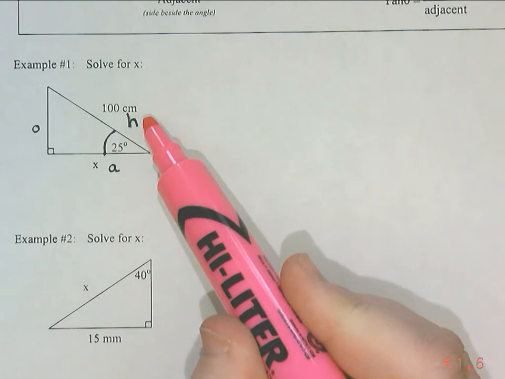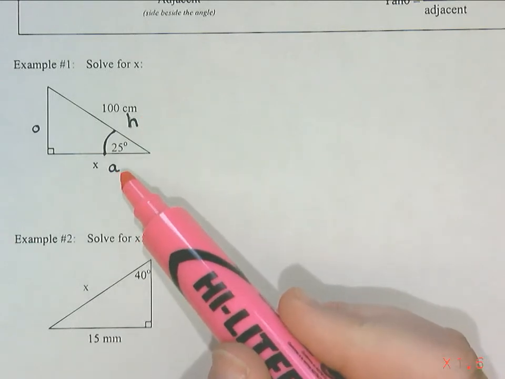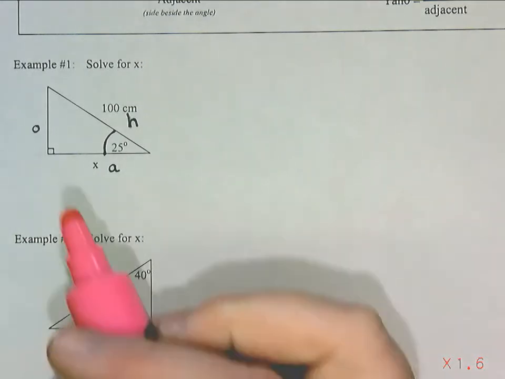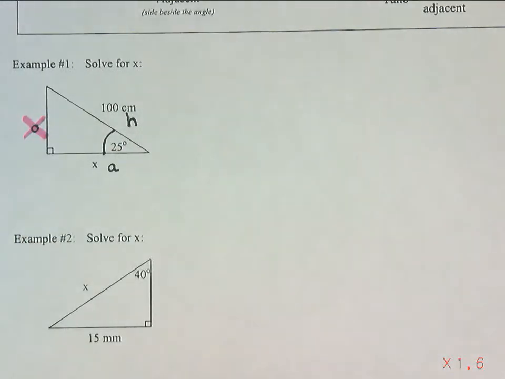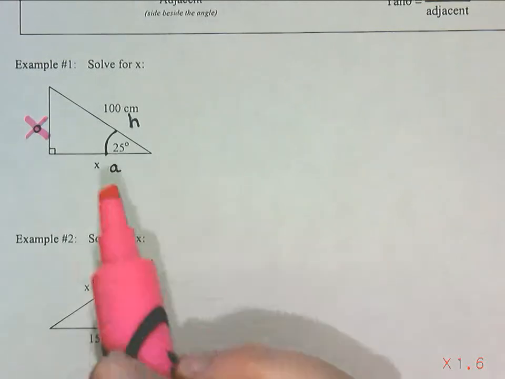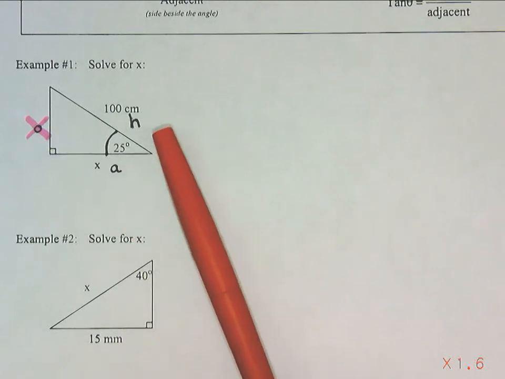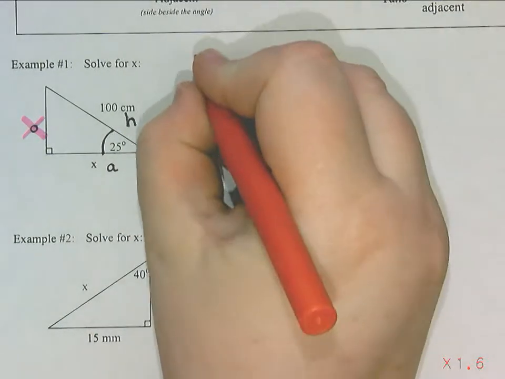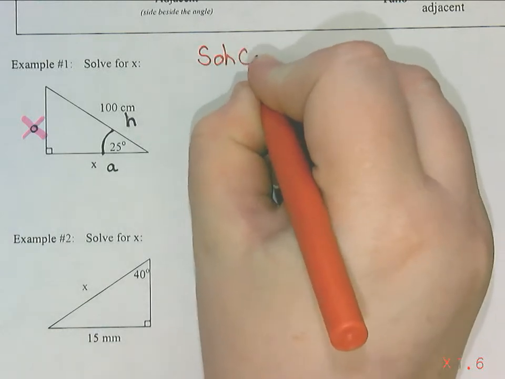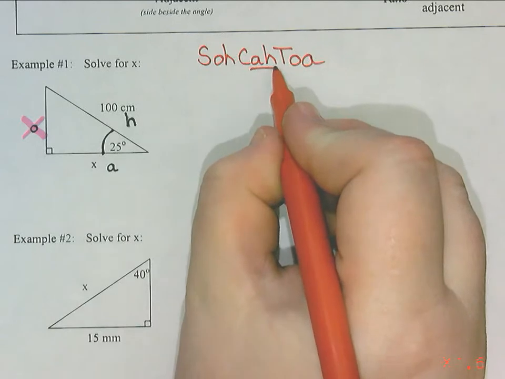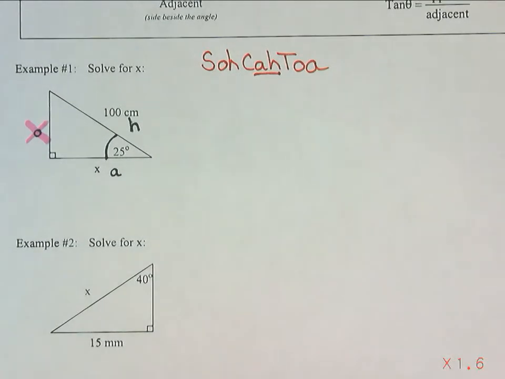I notice that the hypotenuse is 100 and the adjacent is x, and I notice that there are no markings for the opposite side, which means I do not need to use the opposite side in this question. I have no information about it, and it's not labeled as a side that I want to find, which means I need to choose a ratio that uses A, the adjacent side, and H. If I go back to my SohCahToa, I see that the A and the H are in the cosine ratio.